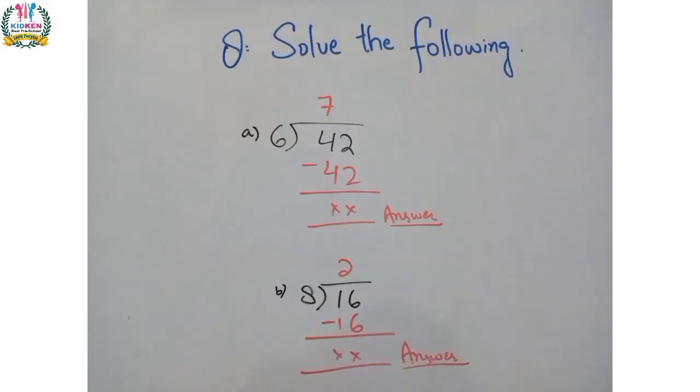Next question is solve the following. So we can simply divide these values. So we have to divide 42 by 6. So we can start counting the table of 6 till 42 or lower. So we can start counting: 6 times 7 is 42. So we have the answer of 42 divided by 6 is 7.